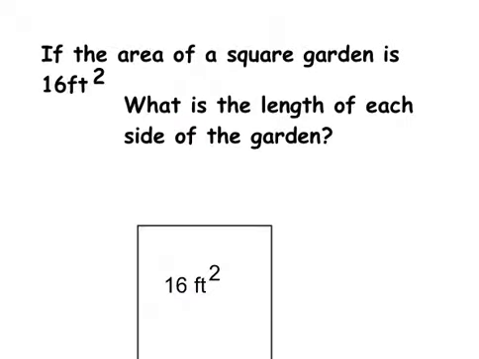Part 3 is about area and finding a side length. The area of a square garden is 16 feet squared. We have to find the length of a side. Now remember, squares are special because all sides are equal.